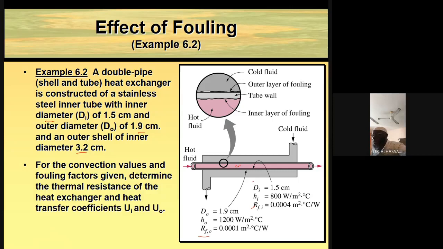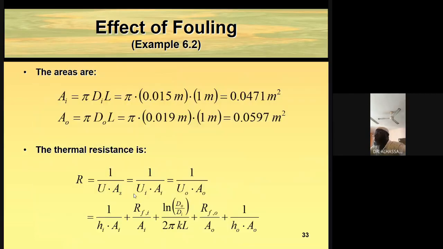Okay, so the effect of value need to be considered. Now, we want to determine the thermal resistance of the heat exchanger, and the heat transfer coefficients, UI and UO. So now, we will determine the surface area. The inner surface of the cylinder is given by this, and the outer surface of the cylinder is also given by this.